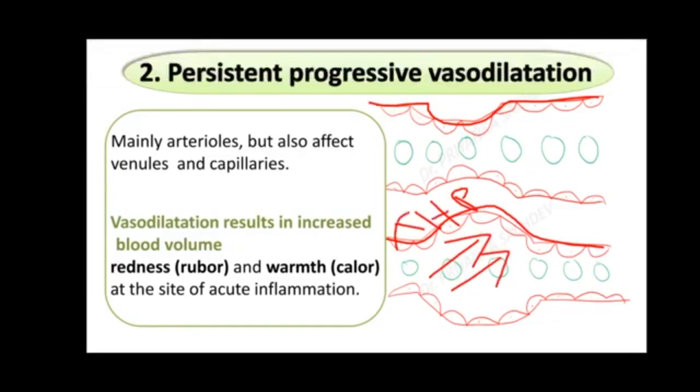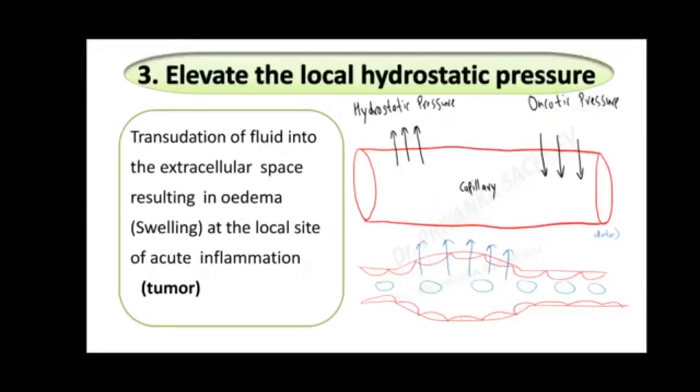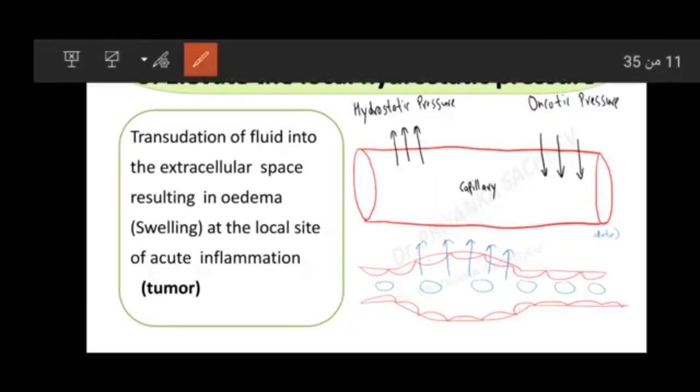Number 3, elevated local hydrostatic pressure. The hydrostatic pressure is outward and the oncotic pressure is inward. When hydrostatic pressure and oncotic pressure are balanced, there is no edema. When the hydrostatic pressure increases because of the increase of blood in the blood vessels, this leads to edema, transudation. So the transudation of fluid to the extracellular space results in edema, swelling at the local site of acute inflammation.